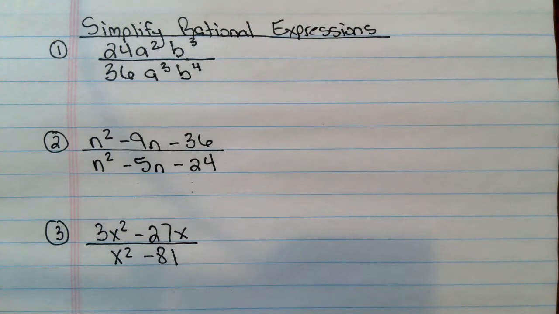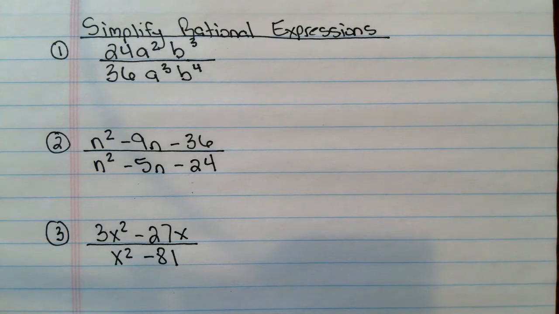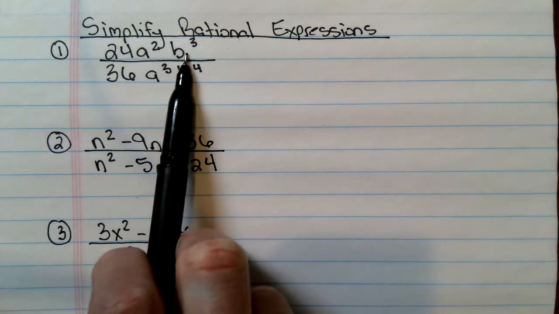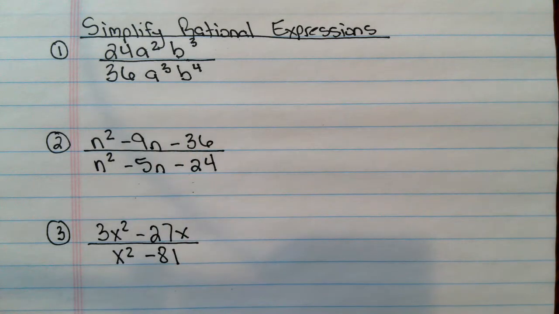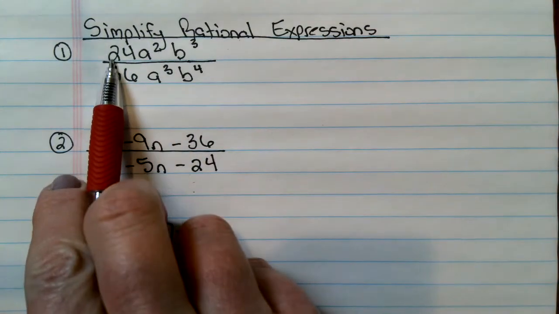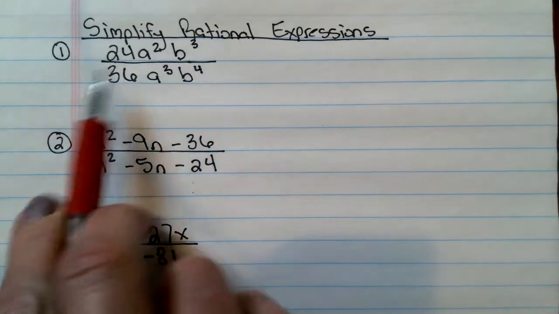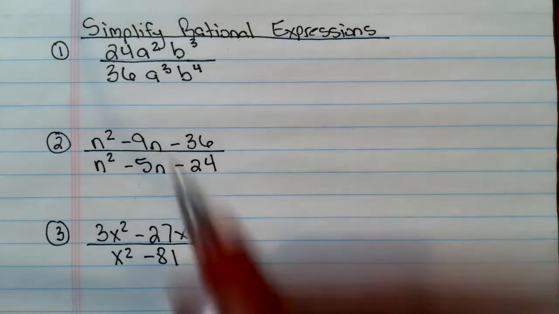Hey, Algebra 2, here's a short review on how you simplify rational expressions. One scenario is that we will have a monomial. So we have these three terms being multiplied in the top, and then these being multiplied in the bottom.